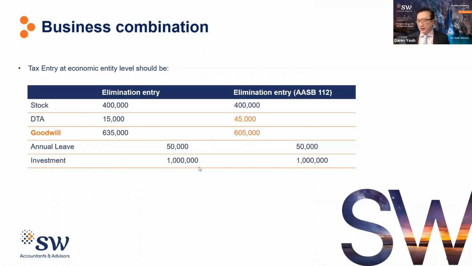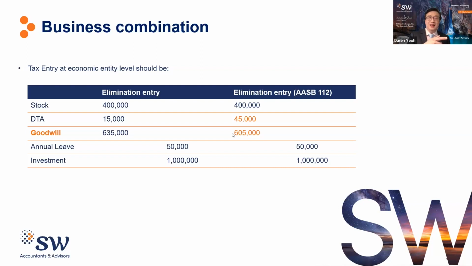So this is what happened. Initially, I've got a goodwill of $635,000, but I need to increase my DTA by $30,000 for that stock. Now, when I increase my DTA, I don't post it against income tax expense. I adjust it against goodwill. So you can see that it's changed by $30,000. And the way companies do this is they might create a separate entity in their software to account for the business combination entries.